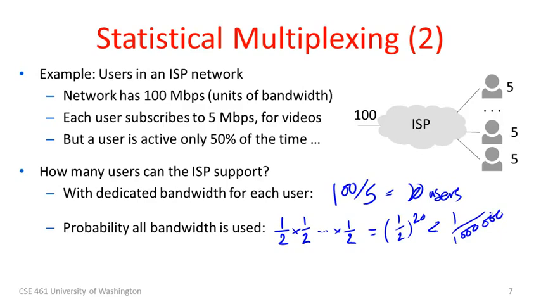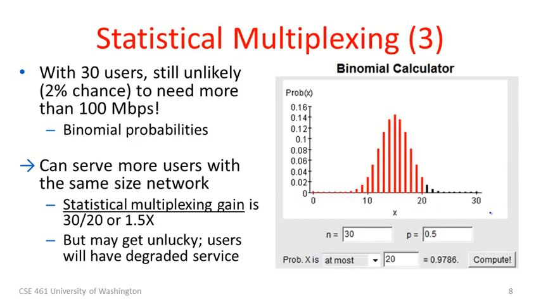What can we do about this? One thing that we can do is add more users to the network. In fact, I've computed ahead of time, so let me tell you that if you have 30 users in this network according to the same assumptions, and all users are using the network independently and randomly, then it's still very unlikely that you'll need more than 100 megabits. I can work out here that it's a 2% chance.